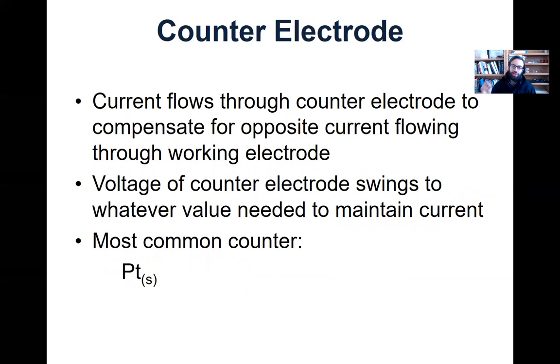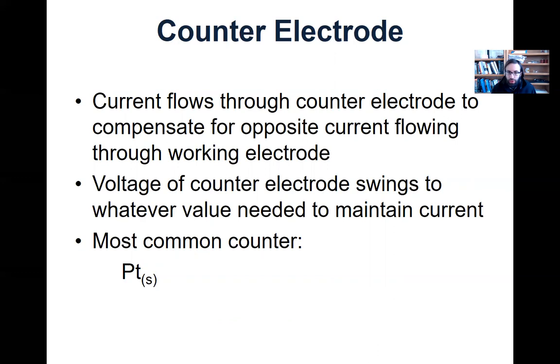Okay, but if we're just probing it, we're not passing any current. The current has to go somewhere, right? And so that's going to happen at the counter electrode. So the current is going to flow through the counter electrode to compensate for the opposite current flowing through the working electrode. The voltage of the counter electrode is then going to swing, okay, to whatever value needed to maintain that current, needed to do exactly the opposite of what the working electrode is doing. Usually the counter electrode, you want it to be something very inert, because you don't want the counter electrode to dissolve because you're applying some high voltage to it, depending upon what the working electrode is doing.